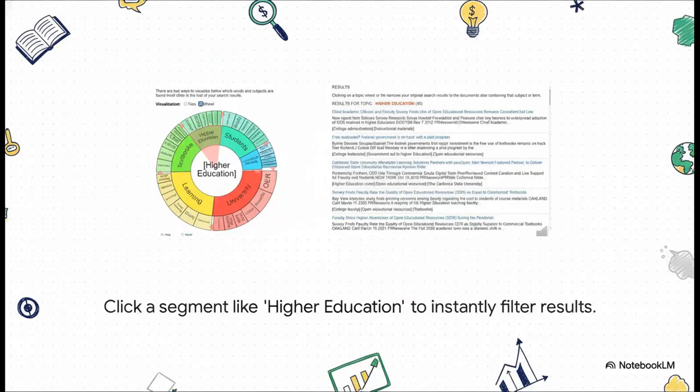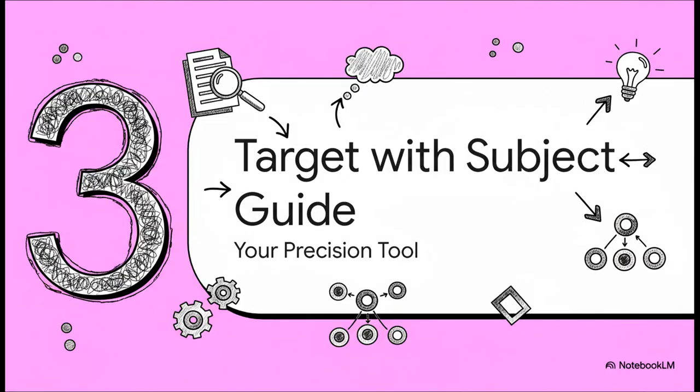Now watch this. When we click on a segment, let's go with higher education. Bam! Just like that, the results over on the right are instantly filtered. Now they only show articles about both open educational resources and higher education. I mean, what a shortcut, right? That was awesome for just exploring ideas. But what if you already know exactly what you're looking for?